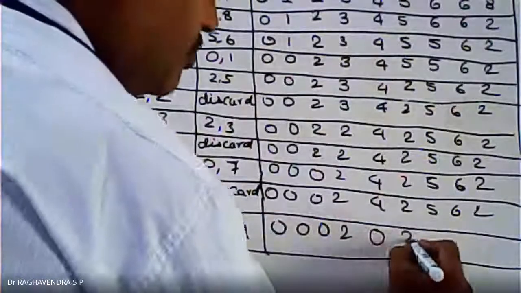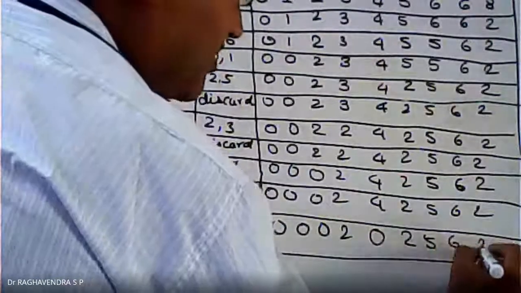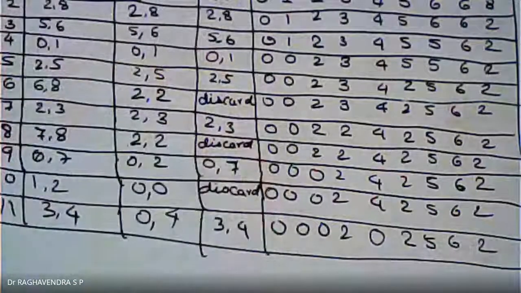Okay. So 2, 5. So this completes the table. This will complete the table.